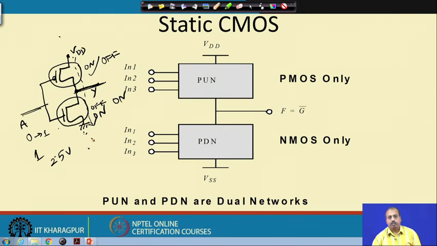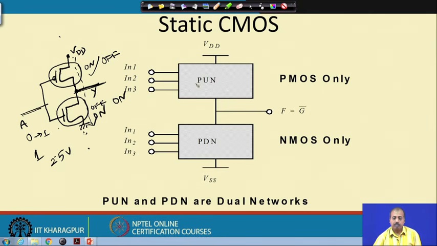So, whenever A makes a transition from 0 to 1 or 1 to 0, there will be some current flow through the device and it will consume some power, otherwise it will not consume any power. That is the advantage of CMOS, that it consumes very little power because there is no static current flow through the device.